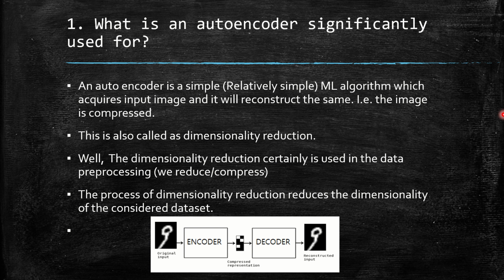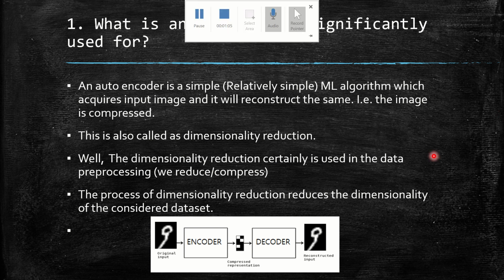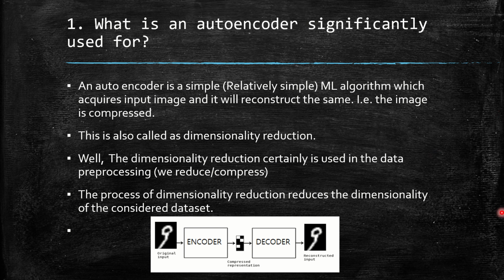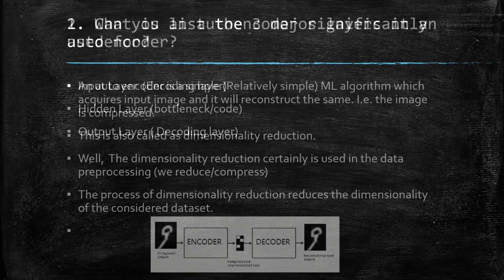This dimensionality reduction is very useful in the data pre-processing stage, where we reduce and compress the image size. This process reduces the dimensionality of the considered data set and it's very useful. It is a process where you encode and then decode. We go with the compressed representation, which is further decoded, and you get the reconstructed input out. That's what an autoencoder is all about. I hope you understood what exactly an autoencoder is and why it is important.